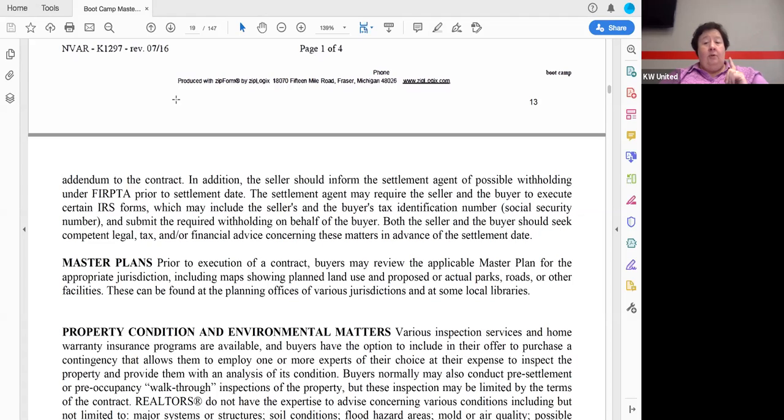I do it in writing. I don't call them. I do it in writing. I send an email to that listing agent. I CC the agent I'm working with, and I ask them, do you need a FIRPTA addendum? Is your client a foreign entity, person or entity? And then that agent can answer me back.